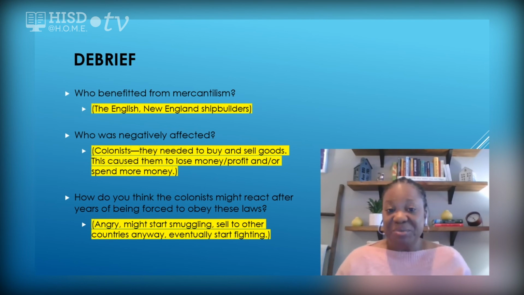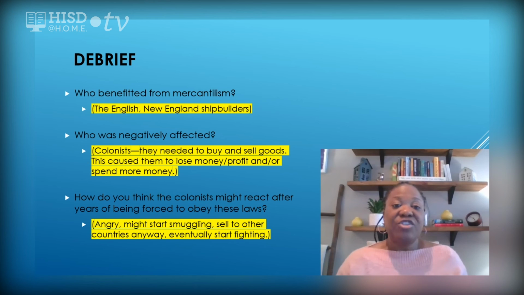Okay, so let's debrief a little bit now. Now that you've completed your graphic organizer, you have a better idea about how the colonists felt and how the British felt. Who benefited the most from mercantilism? There were probably two people that benefited the most from this system. The English, the mother country, benefited the most because the colonies couldn't trade with anybody else.